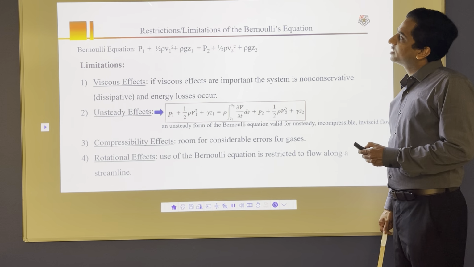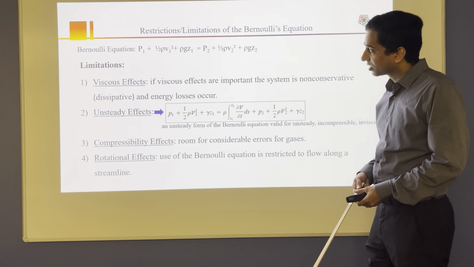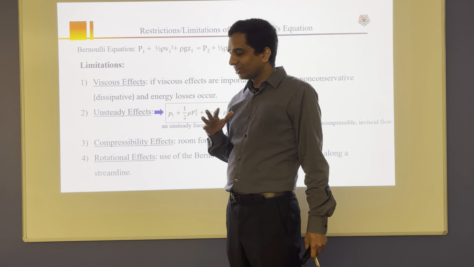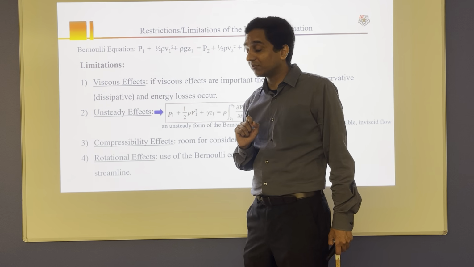And then finally, we learn about restrictions or limitations on Bernoulli's equation. What are these limitations? Those assumptions that we learned before, you do exactly the opposite of those assumptions, those become limitations.